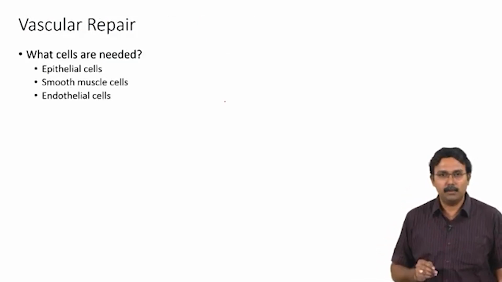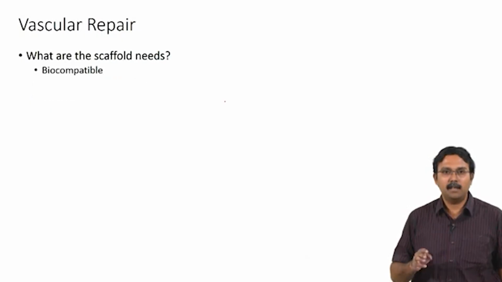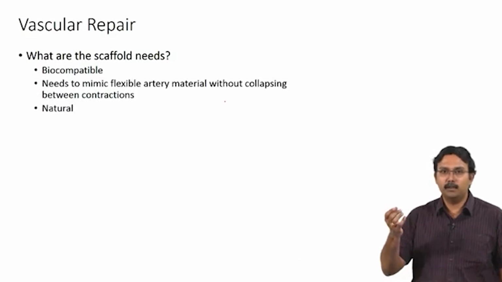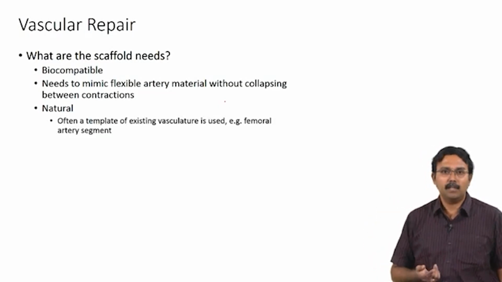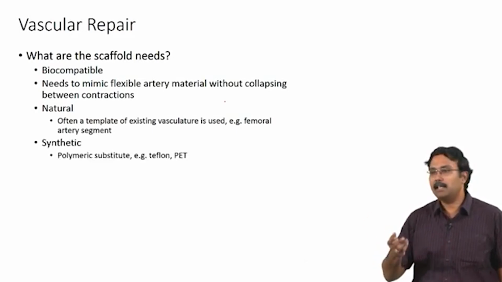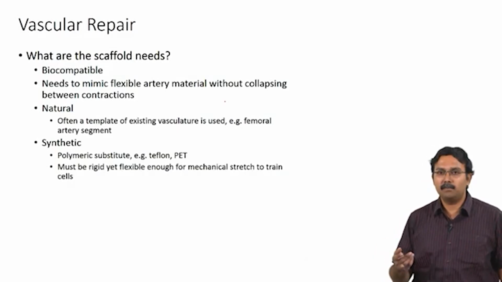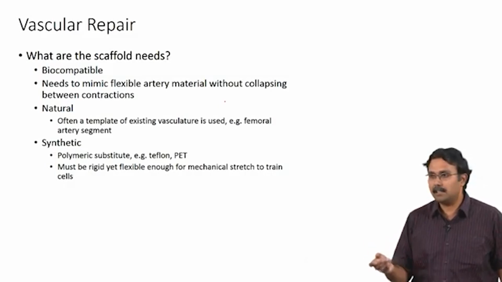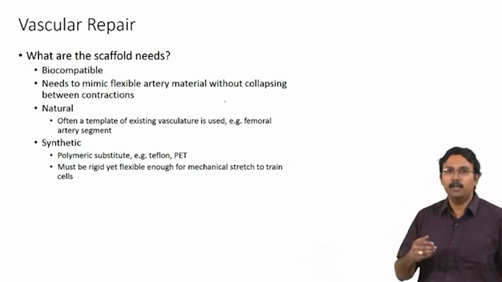So, I will just quickly go through because we are running out of time. So, epithelial cells, smooth muscle cells, endothelial cells, scaffolds obviously biocompatible, flexible and should be able to withstand contractions, and at the same time it should not collapse because it needs to be stable. So, if you are going to use something natural, then using a template of existing vasculature which would be your decellularized matrix, or if you are going to use synthetic, PET and Teflon would be the alternatives which are commercially looked at. So, must be rigid and flexible enough for mechanical strength to train the cells, because the cells which you are seeding may not have experienced the same kind of mechanical pressure. So, you need to condition them.